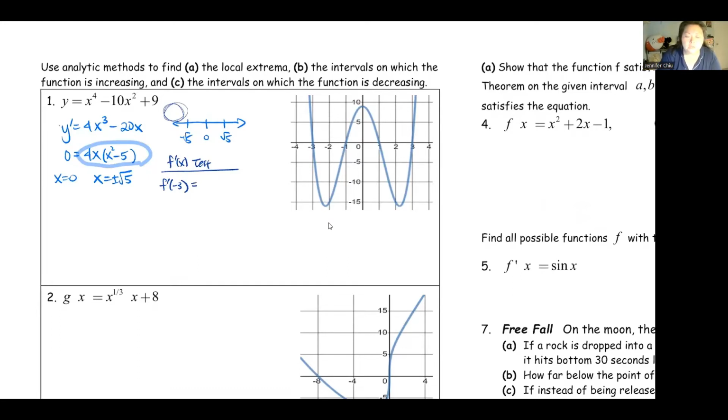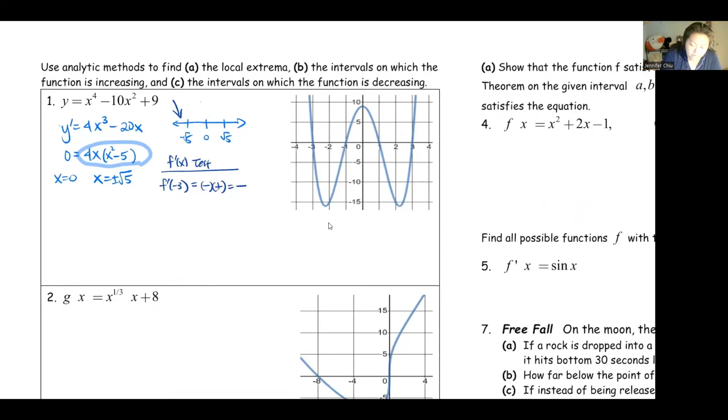So when you plug it into this factored form, you get 4 times negative 3 is negative, and then negative 3 squared is positive. Negative 3 squared is 9. 9 minus 5 is positive. So you get a negative times a positive, you get a final result of negative, which means in this interval, my graph is going down, which yes, you can see from the graph, yes, it's going down first, right?